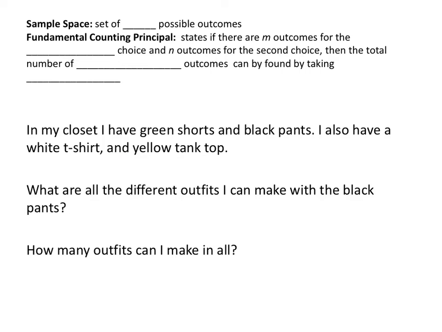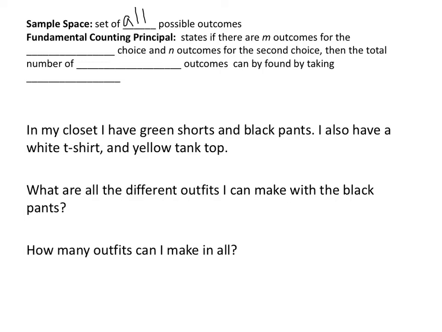First of all, what exactly is a sample space? A sample space is the set of all possible outcomes. One way we can do this is by something called the fundamental counting principle, and we've actually talked about this a little bit already this year, but now we're giving it a name.